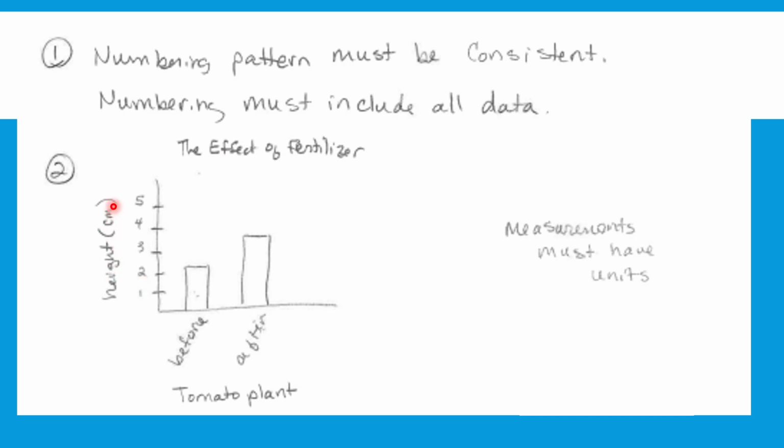We need a label for the y-axis as well. So what do these numbers mean? These numbers are measurements of height, and our measurements must always have units. What am I measuring the height in? Measurements must have units because that makes a difference. If I'm measuring height in millimeters or centimeters or meters or kilometers, that's a huge difference as to what these numbers mean.